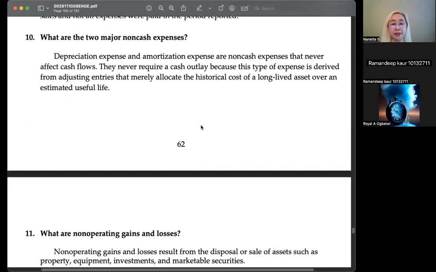So let's talk about non-cash expenses. Royal, can you read number 10, please?